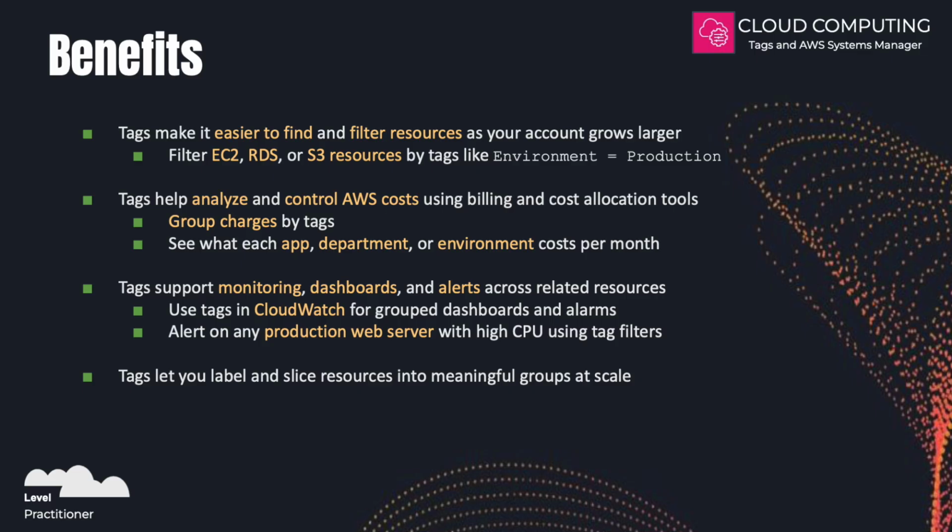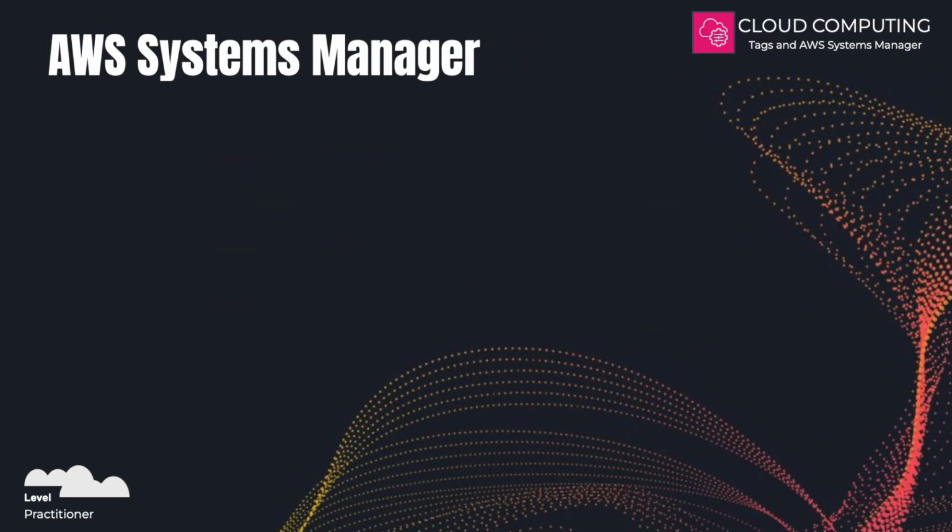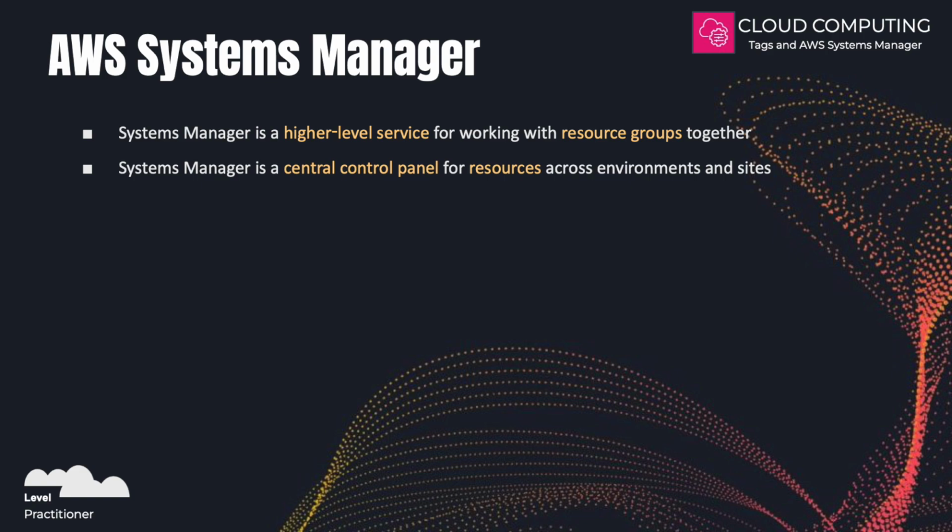AWS also gives you a higher level service to work with groups of resources together, and that's AWS Systems Manager. AWS Systems Manager is like a central control pane that lets you view and manage groups of resources. The interesting part is, not only in AWS, but also on-premises or even on other cloud providers. Now, AWS Systems Manager consists of tens of different sub-features and sub-services. In this video, we're only focusing on a few important ones, but in other videos, we'll be delving into them and cover them separately.